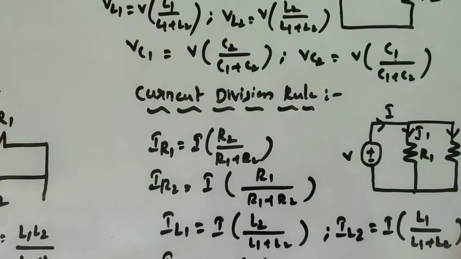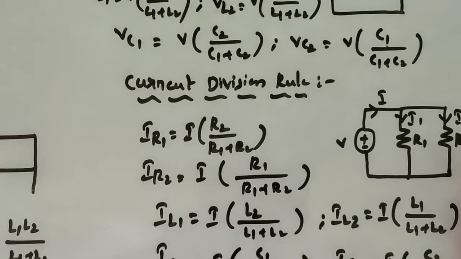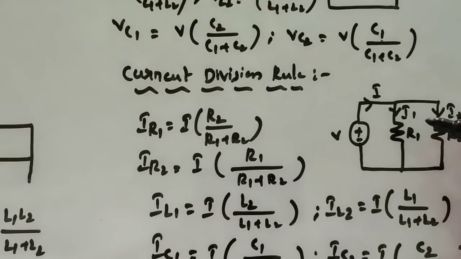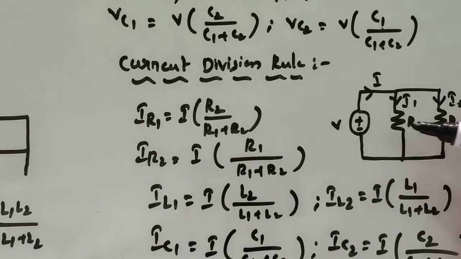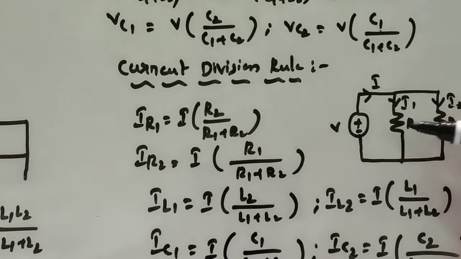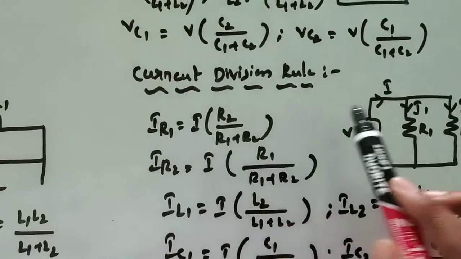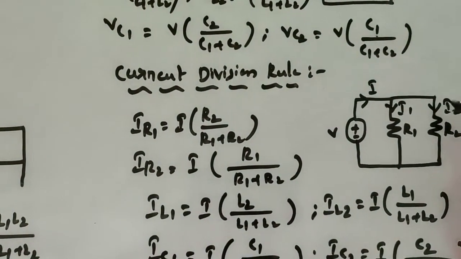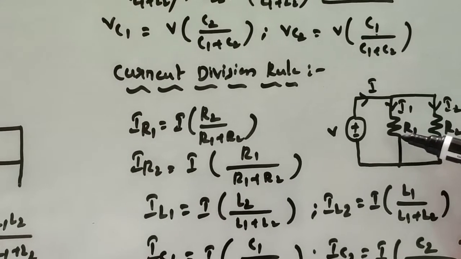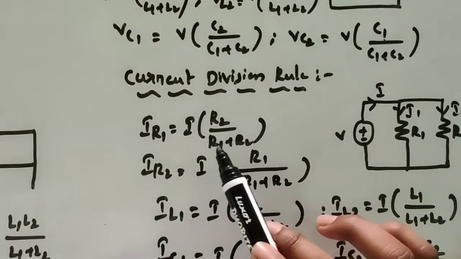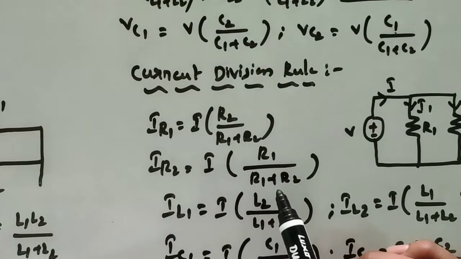And next, the current division rule. It is applied in the case of parallel circuits. In a parallel circuit the current divides, and the voltage is the same across each branch. So IR1 equals the total current I into R2, the opposite resistance, by the total resistance R1 plus R2. Similarly, IR2 equals I into R1 by R1 plus R2.